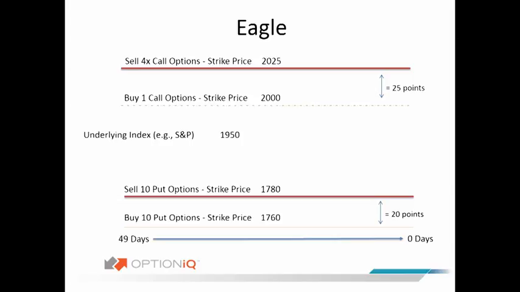The bottom side of this trade, though, is almost like the iron condor. We're selling 10 puts, and we're just buying 10 puts 20 points below. So it's the top part that's different. The bottom part kind of looks the same. The only difference is we have to do a minimum of 10. So it's a 4 to 10 ratio is essentially what we're doing. 4 on top, 10 on the bottom. That's where you get the ratio spread terminology that comes from trading this eagle.